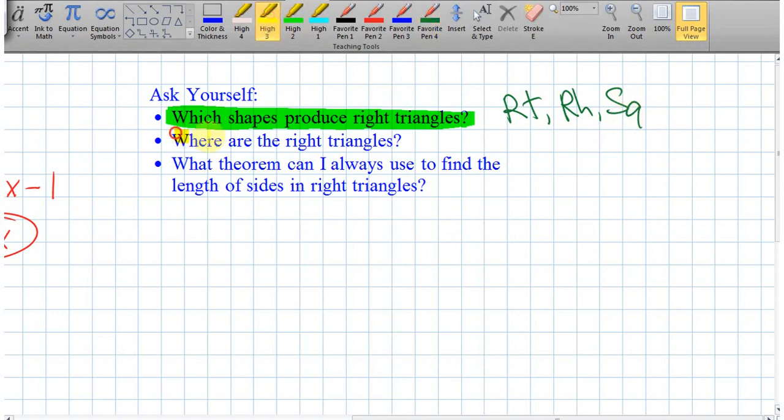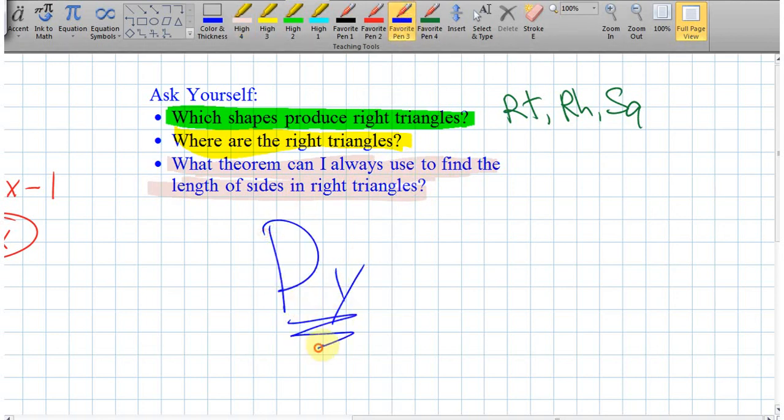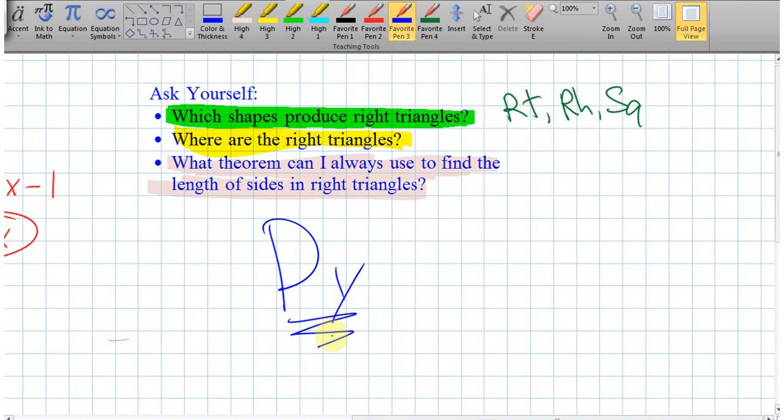So where are the right triangles? Well, I just tried to showcase a moment ago where those right triangles are. Hopefully you saw those 4 overlapping right triangles, and it turns out all those triangles happen to be congruent. And then the most important question, what theorem can we always use to find the lengths of the sides in a right triangle? And hopefully you're thinking Pythagoras. All right, so let's move back across to our picture in here.